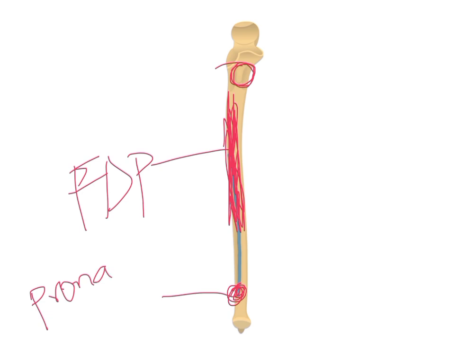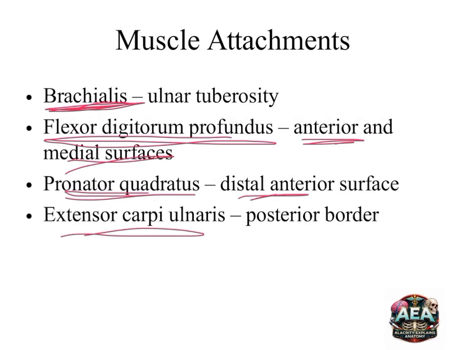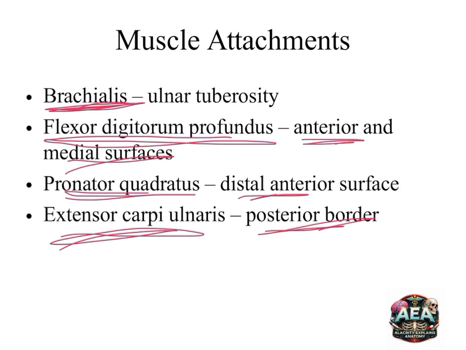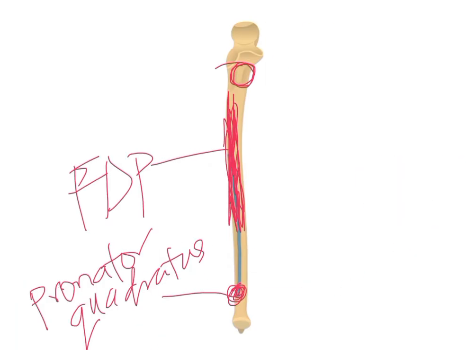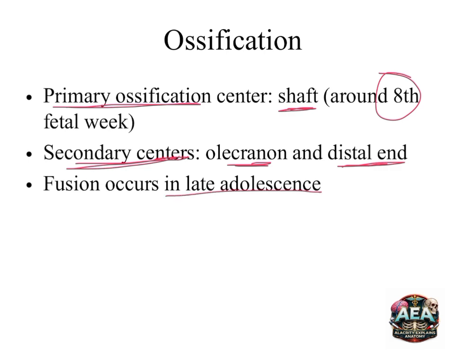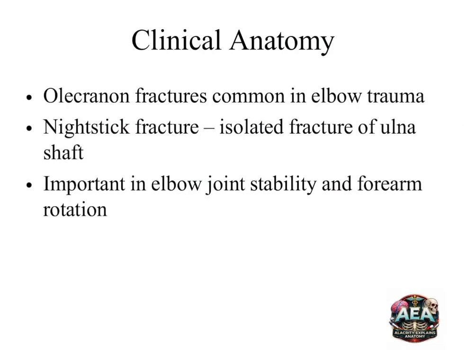The pronator quadratus, that is here. The extensor carpi ulnaris is at the posterior part of the ulna. Now looking at the ossification, we have the primary ossification center, which is at the shaft around the 8th week of fetal life. We have secondary ossification centers, which are found around the olecranon and the distal end, and fusion, just like for the radius, occurs in late adolescence.